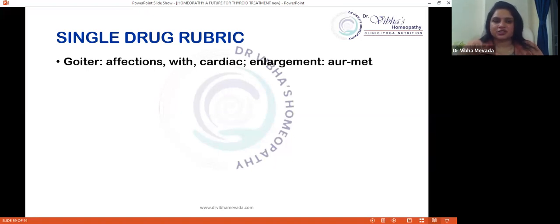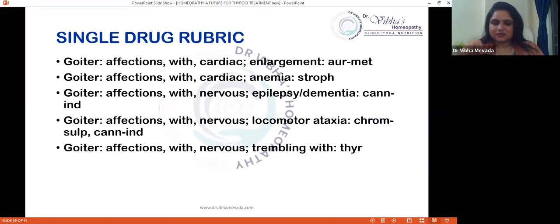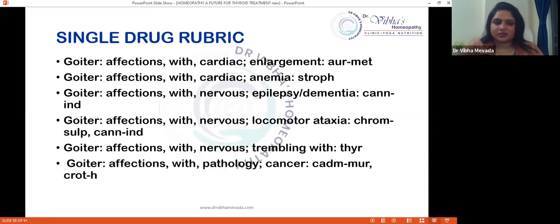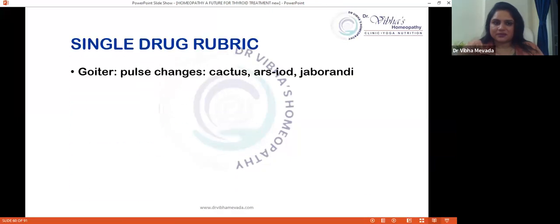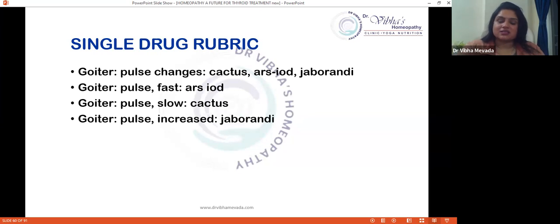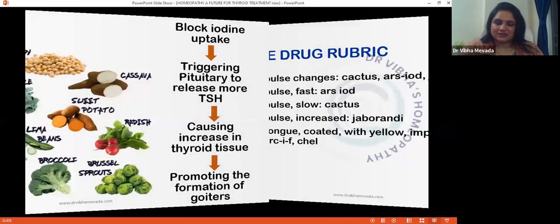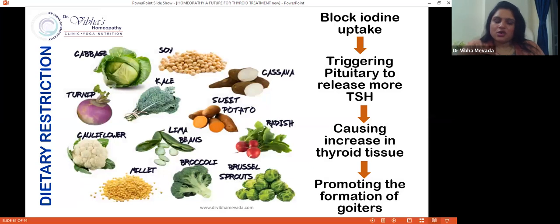Like with other systemic diseases also, you can understand the prescription. Like goiter affections with cardiac enlargement, only one medicine is there. Goiter affection with nervous trembling, Thyroidinum. Goiter with pulse changes, 3 medicines are there. Pulse fast, Ursio. Pulse slow, Cactus. Pulse increased, Jaborandi.